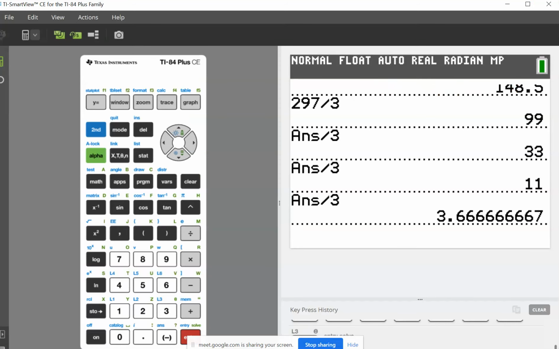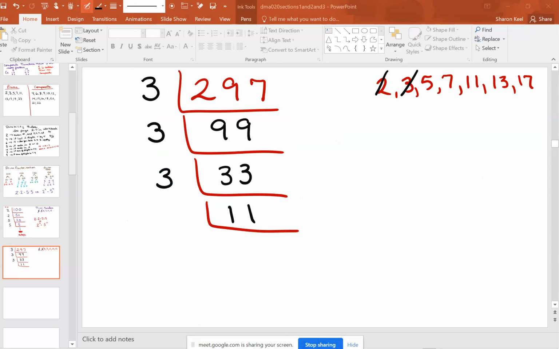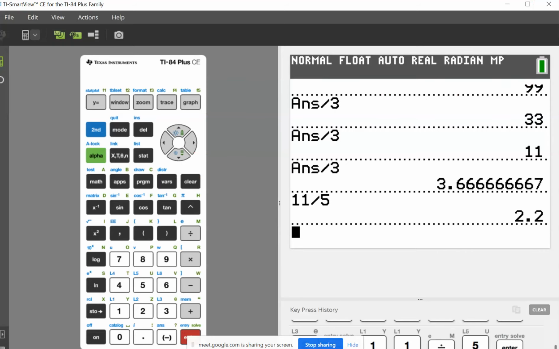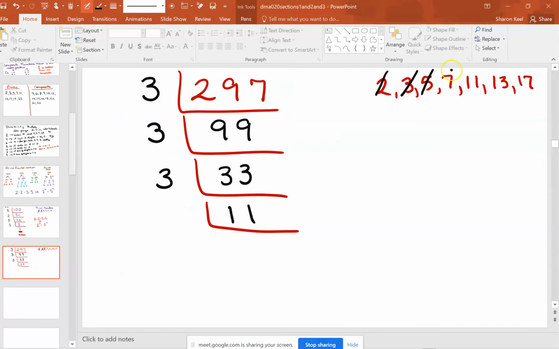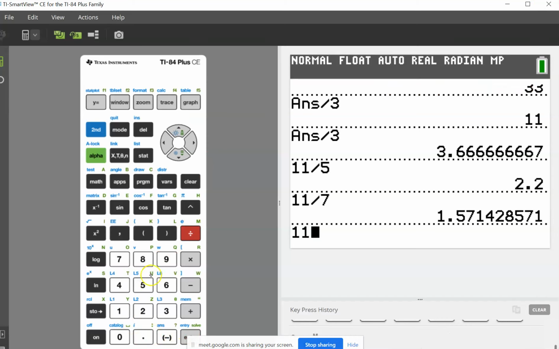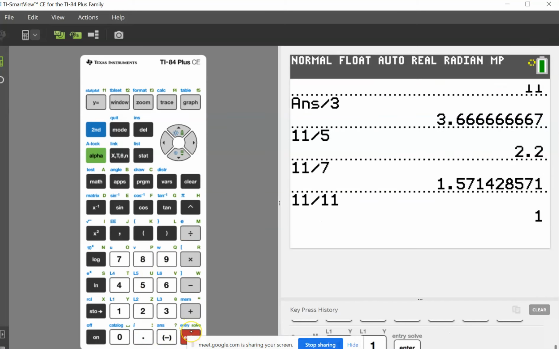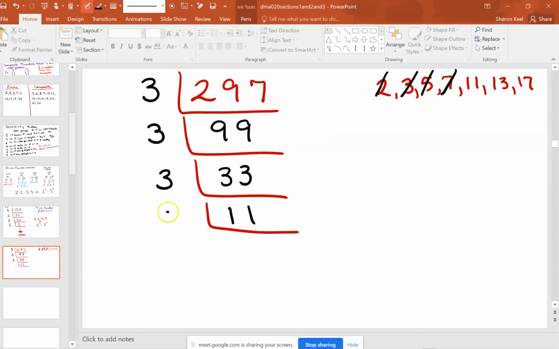Does 5 go into 11? 11 divided by 5? Nope, not evenly. Let me mark that out. Next number is 7. 11 divided by 7, no, does not go. So we mark out the 7. 11 into 11 goes one time. So here, 11 goes into 11 one time. We're at the 1, so that lets us know that's where we stop.